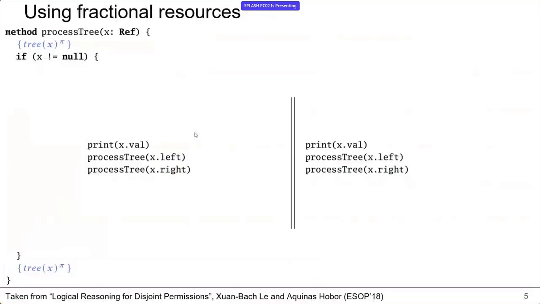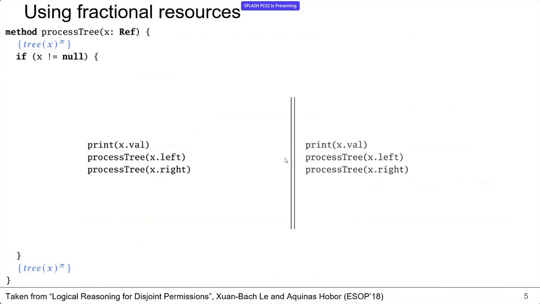So why should we care about this, and how do we use fractional resources? On top of that, separation logic is also powerful to reason about concurrency in a modular setting, to reason locally about each thread. And here I'm showing a simple artificial example. This program doesn't really do anything complicated or useful. It just takes a reference X to a tree here. And as long as the tree is not null, it forks two threads. So these two lines here represent the parallel composition. And each thread does the same thing. We print the value x.val, and we recursively process the left subtree and the right subtree.